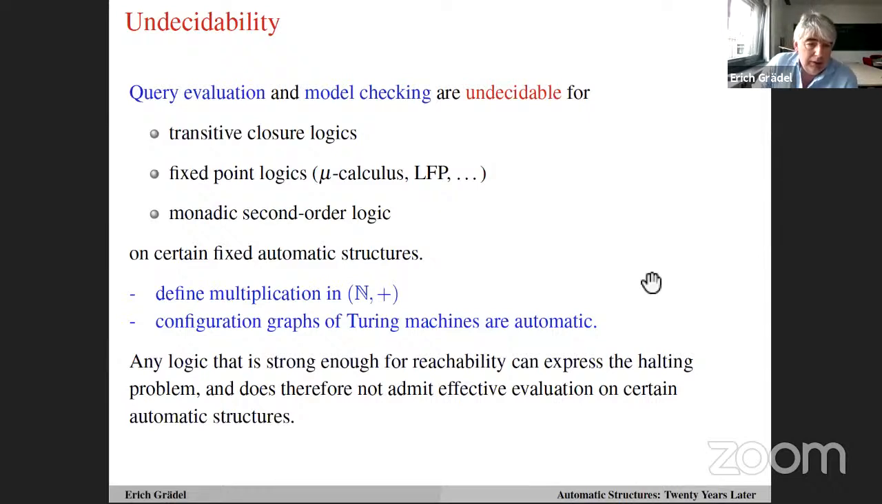A further reason is that, as pointed out before, the configuration graph of any Turing machine is an automatic graph. This means that any logic that is strong enough for reachability can express the halting problem and therefore does not admit effective evaluation on all automatic structures.